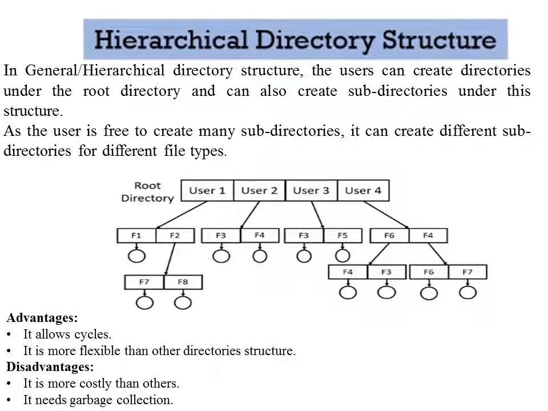The next one is the hierarchical directory structure. This is also known as the general hierarchical structure. The user can create directories under the root directory and can also create subdirectories. So here the user is free to create many subdirectories. It can create different subdirectories for a different file system. We have a root directory and then directory 1, directory 2 and so on.